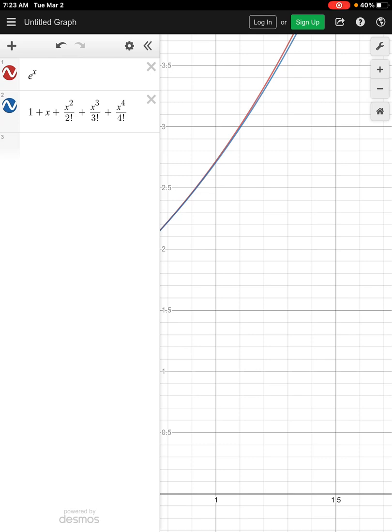Add more terms to this and see what happens to the interval of convergence. And we'll talk more about it later.